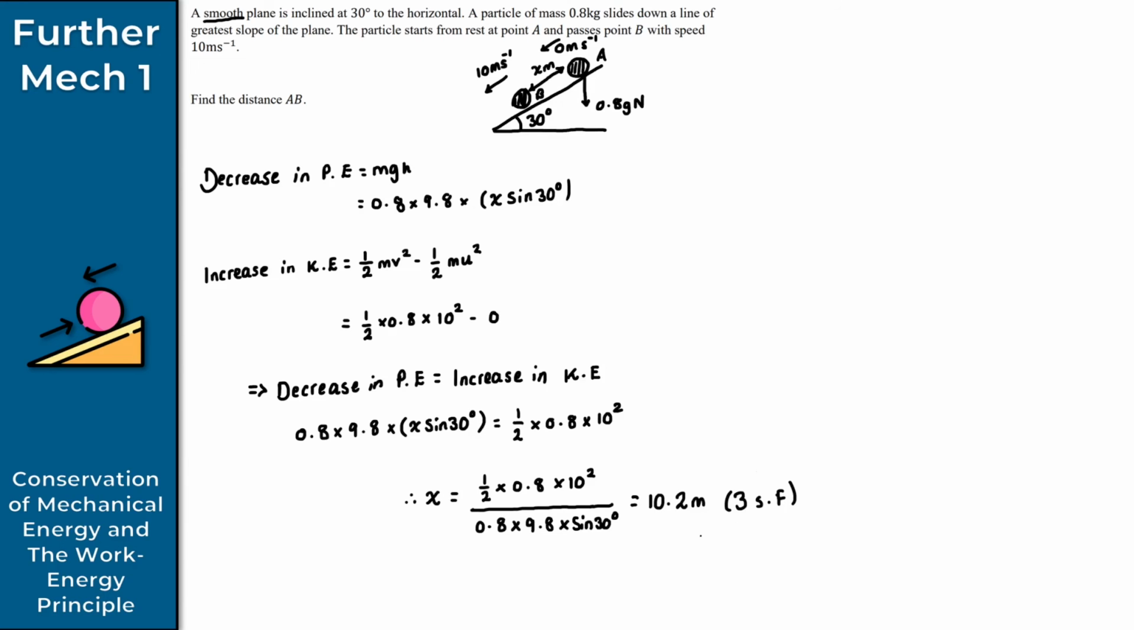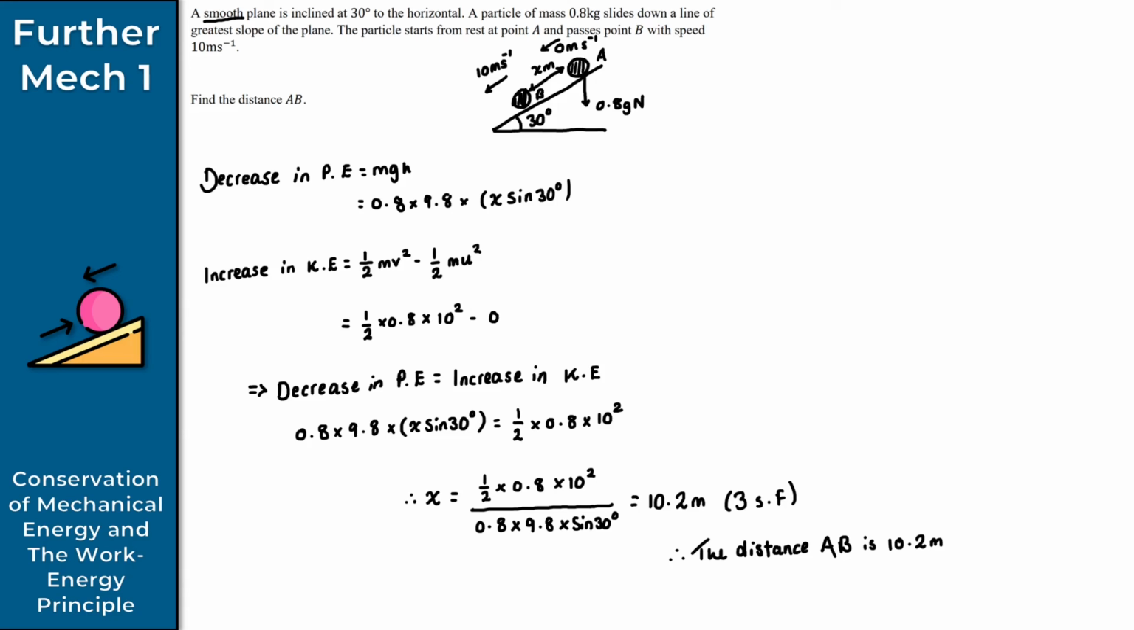Okay. And there we have it then. So this here is the distance AB. So let's make a note here. The distance AB is 10.2 meters there. Okay.